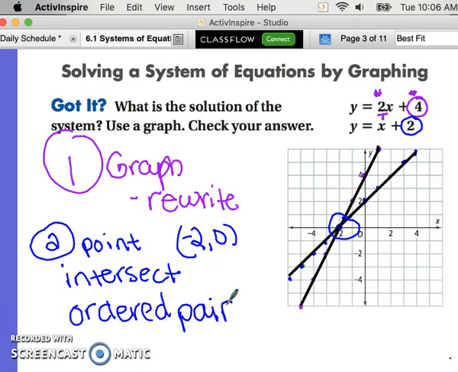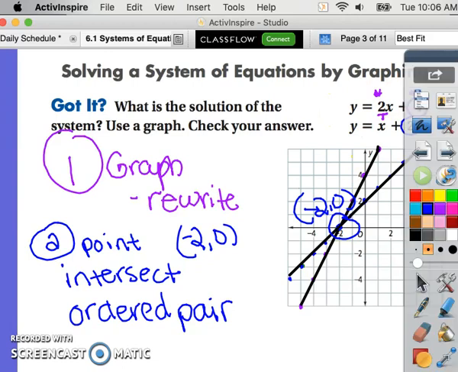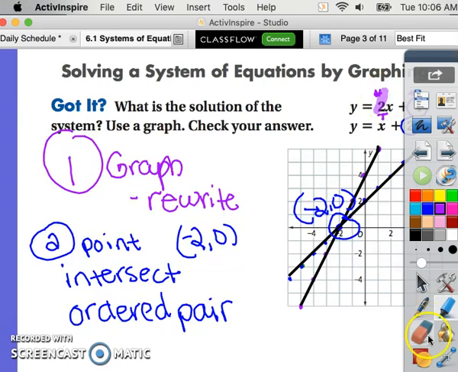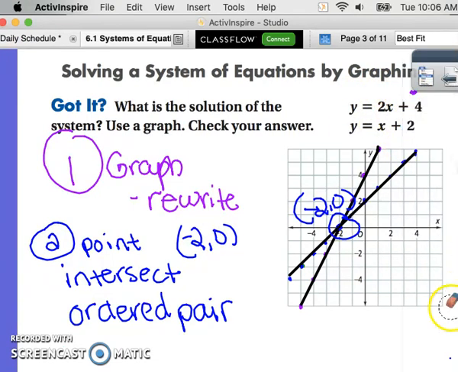Okay. Now, if I wanted to check my work algebraically, I could go and put my -2, 0 into both of these equations, and it should come out true. And I will actually do that for the next problem because I have too much work on this one.